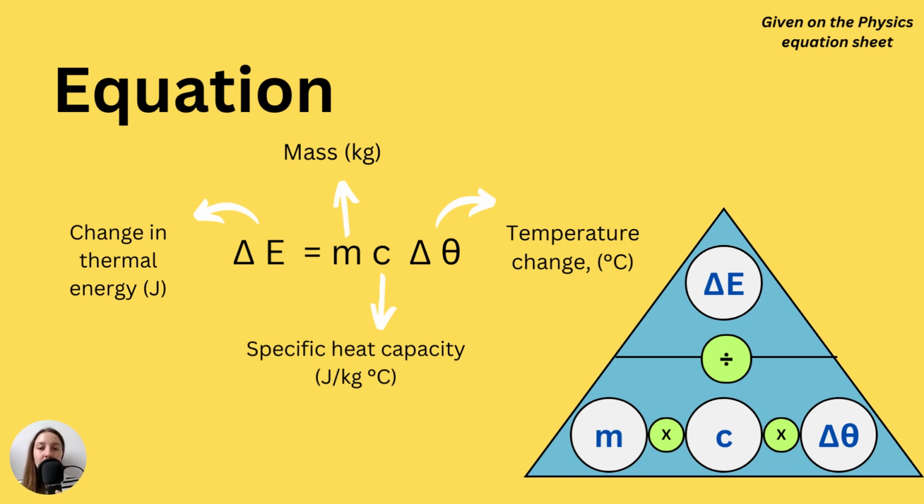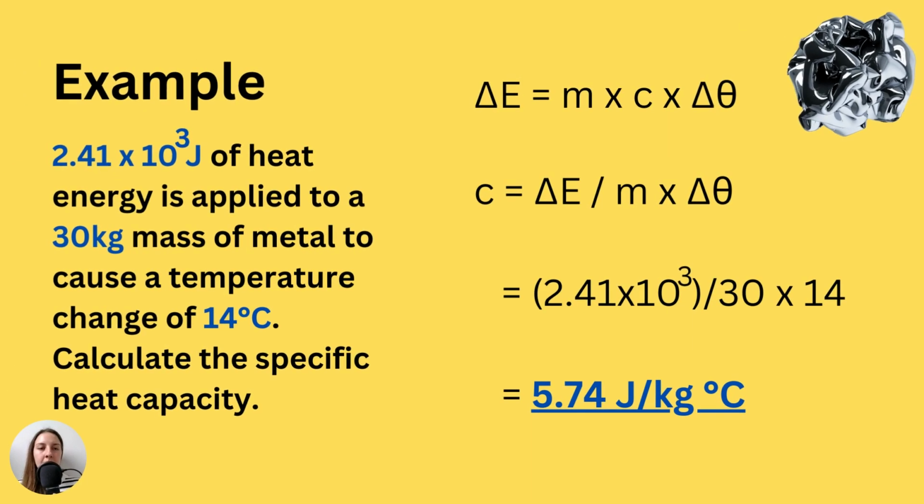Now, you can use the triangle to rearrange the equation if you need to. A lot of the time, you'll need to work out the specific heat capacity, which you can do. One of the things I would say is, because this equation is a simple multiplication equation, it's not too difficult to rearrange with the triangle. However, more complicated equations do require extra steps. So just be aware of that. Don't rely on triangles too much, especially as the equations get more complicated.